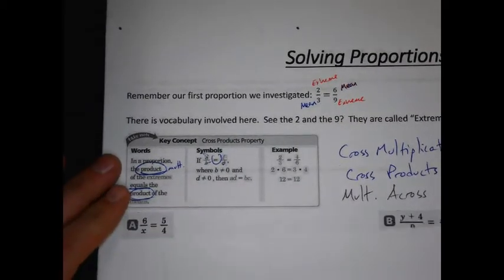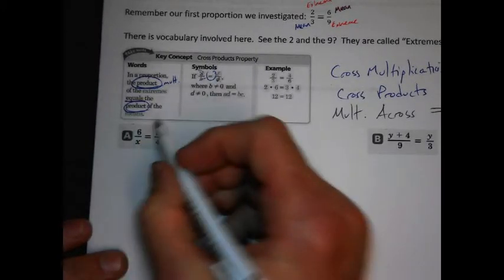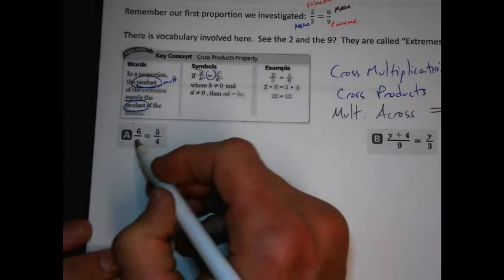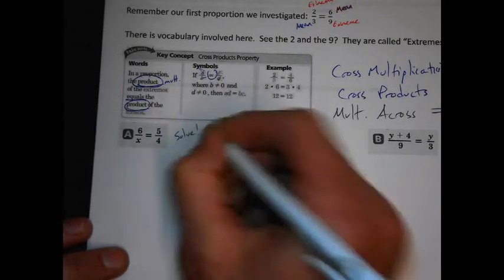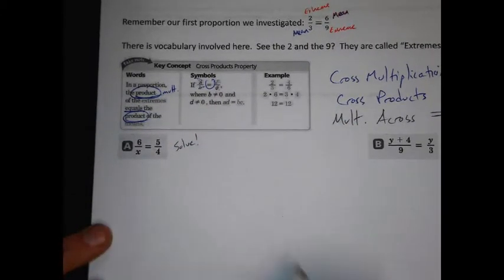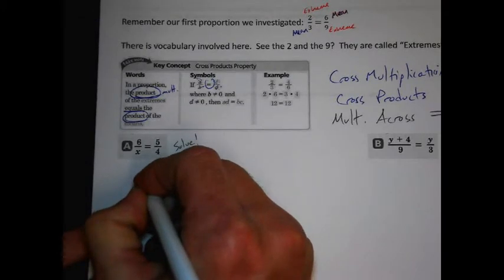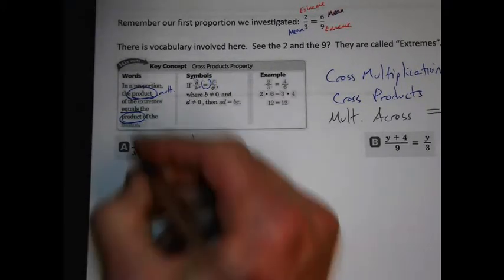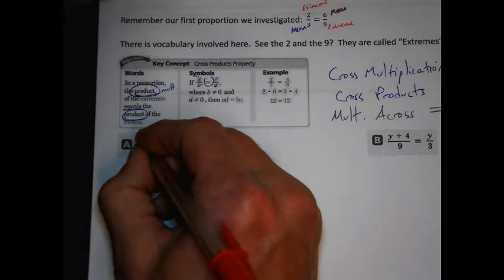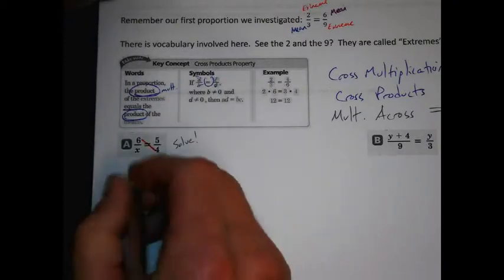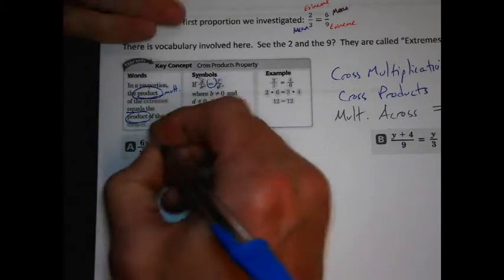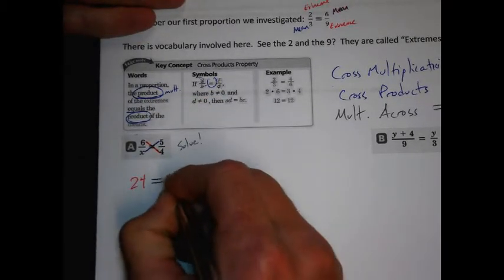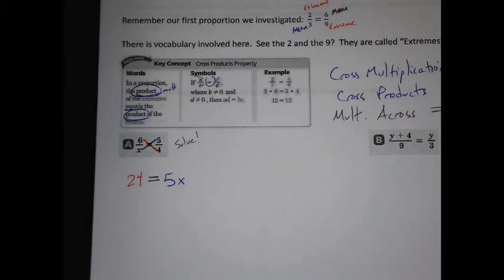And here's a couple of examples. In example A, we have a proportion. How do we know it's a proportion? We have two equal ratios. If the goal was to solve for x, we would use cross products. We multiply across the equal sign, keep the equal sign, and the product of the extremes, 6 and 4, is 24, which is equal to the product of the means, x and 5, which is 5x. So we have the cross products.